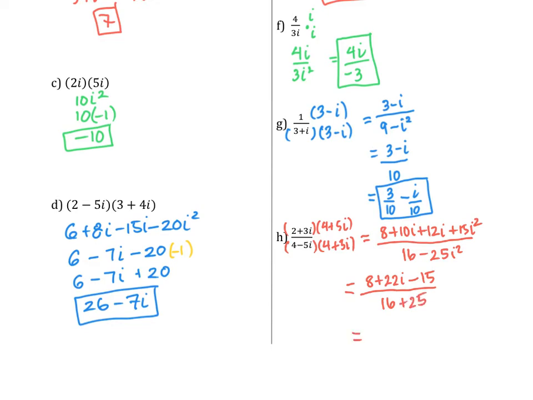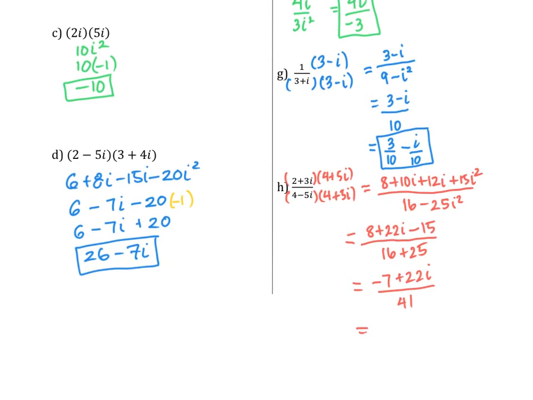Let's see, I'm almost there. In the numerator, I have -7 plus 22i. My denominator adds up to 41. Then I'm going to split this into standard form just for the sake of the niceness of the answer. So the real component is -7 over 41, and the imaginary component is 22 over 41. Even though it doesn't look better, it's a nicer answer than the original.